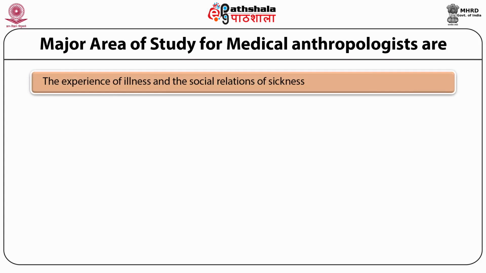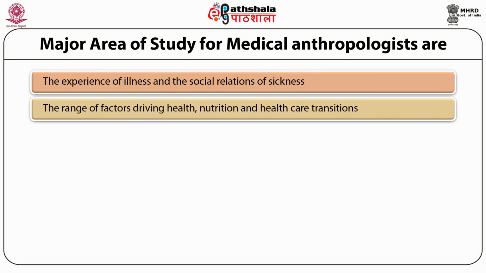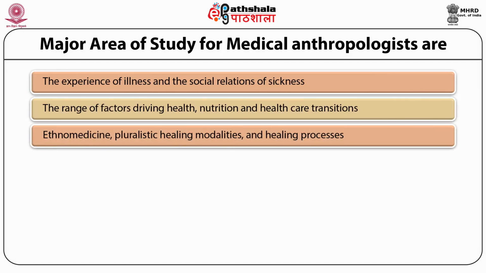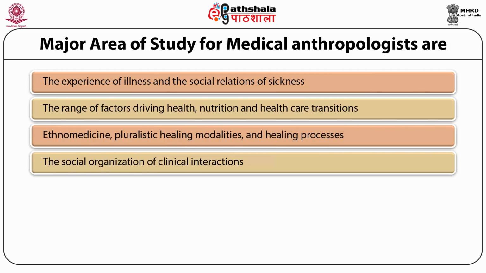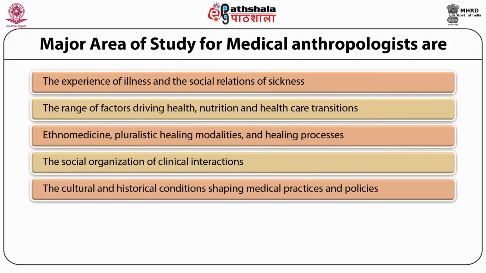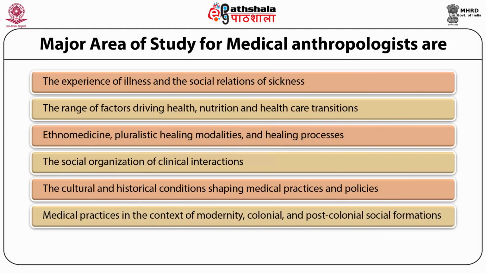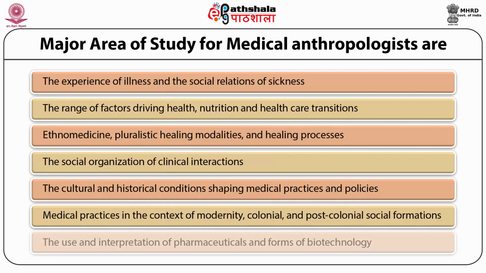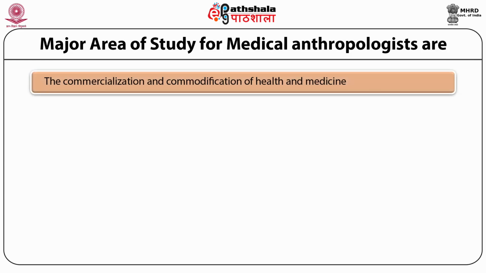8. The experience of illness and the social relations of sickness. 9. The range of factors driving health, nutrition, and healthcare transitions. 10. Ethnomedicine, pluralistic healing modalities, and healing processes. 11. The social organization of clinical interactions. And 12. The cultural and historical conditions shaping medical practices and policies. 13. Medical practices in the context of modernity, colonial and post-colonial social formations. 14. The use and interpretation of pharmaceuticals and forms of biotechnology, the commercialization and commodification of health and medicine.